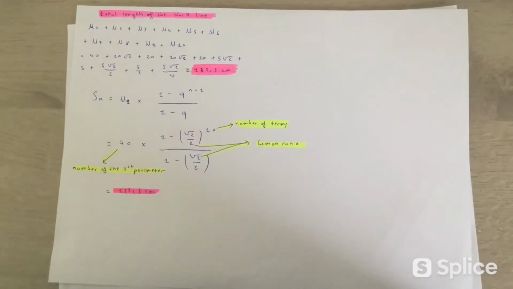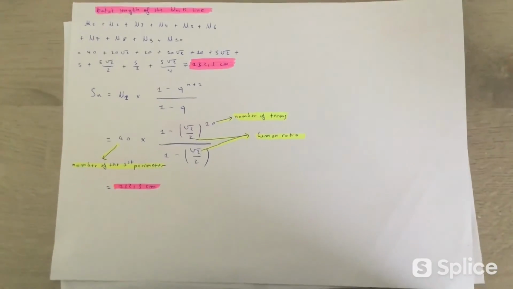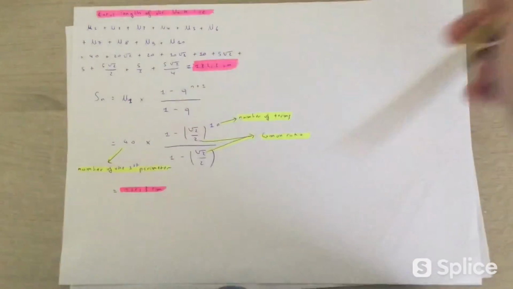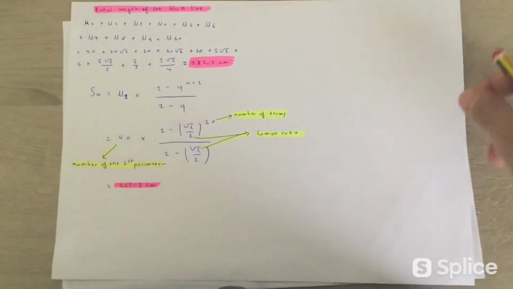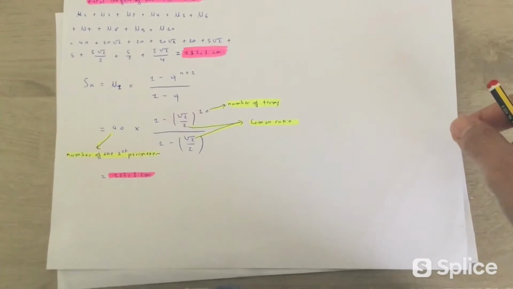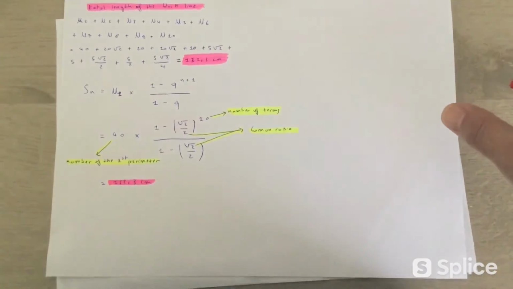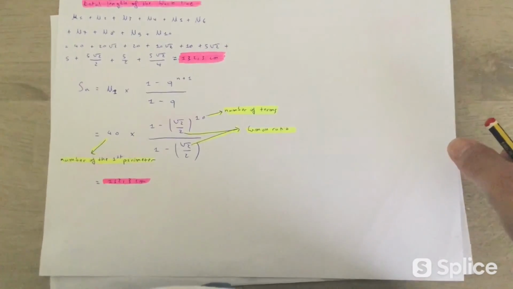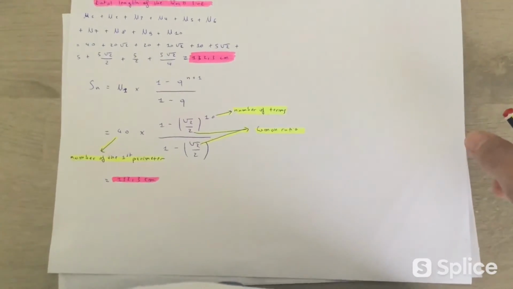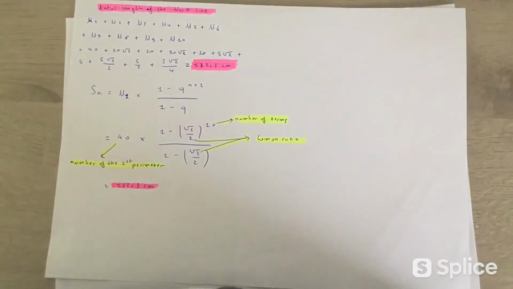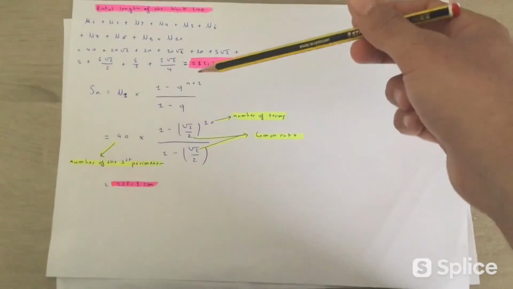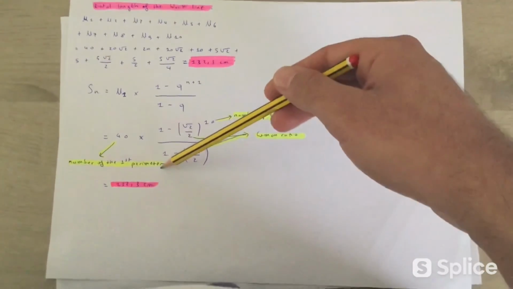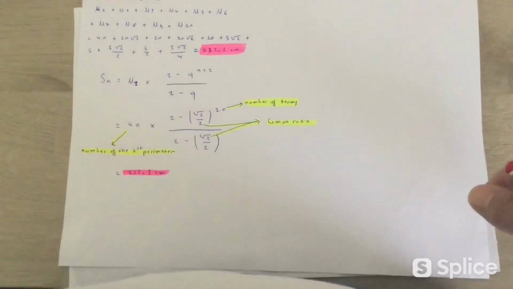I can also use the following formula. Sn equals this formula: Sn equals U1 times 1 minus the square root of 2 to the power of 10 divided by 1 minus the square root of 2. I find the same result here, 132.3 centimeters.